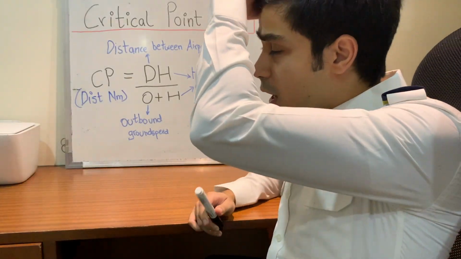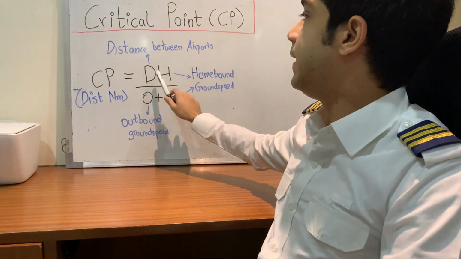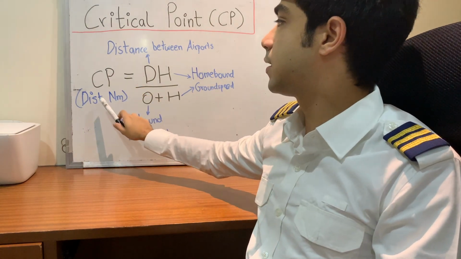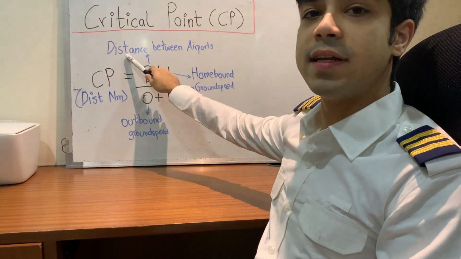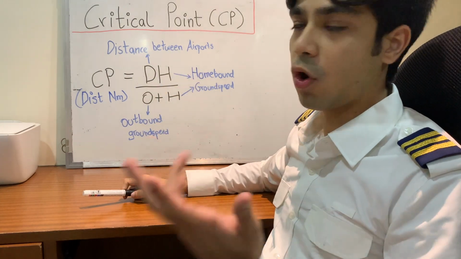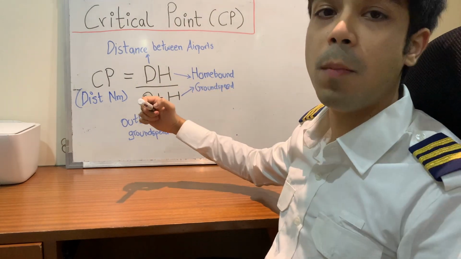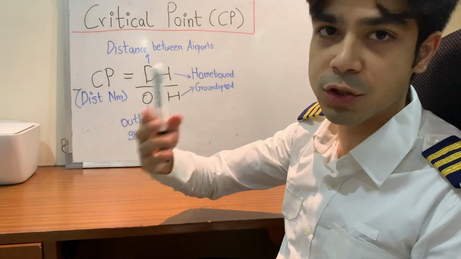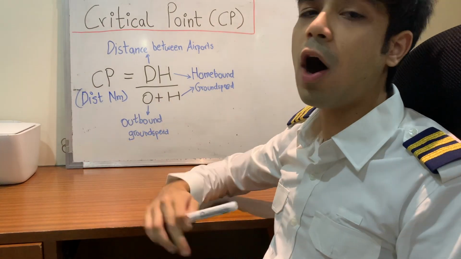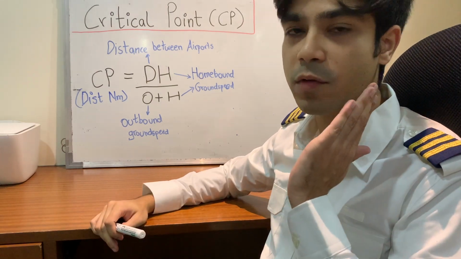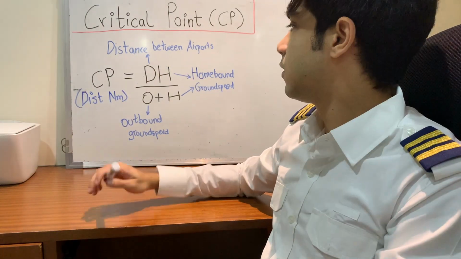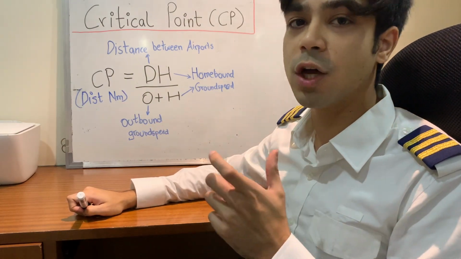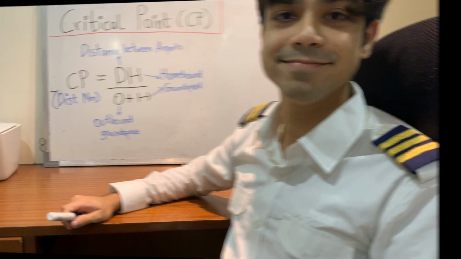Okay guys, so the formula to calculate CP is d times H upon O plus H, where CP is distance in nautical miles, D stands for distance between the airports in nautical miles, H is your homebound ground speed. Homebound means when you're flying back towards your departure aerodrome, and O stands for your outbound ground speed, which is the ground speed with which you'll fly towards your destination. This will basically give you your distance to CP from your departure aerodrome in nautical miles.